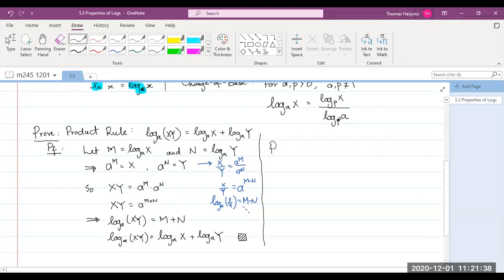How about the power rule? Proof of power rule. I don't think I will ever ask you to prove this, but I also know that learning proofs actually strengthens your foundation on how things actually work. That's why I show you the proof.